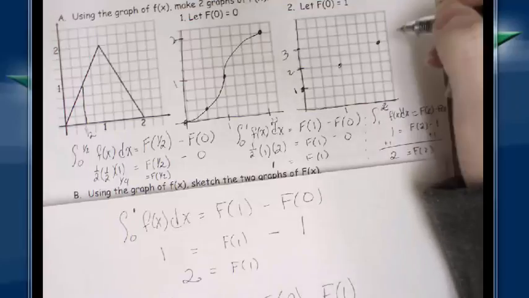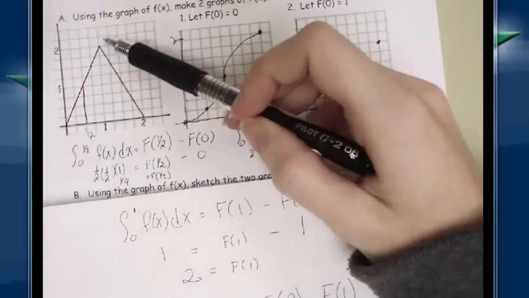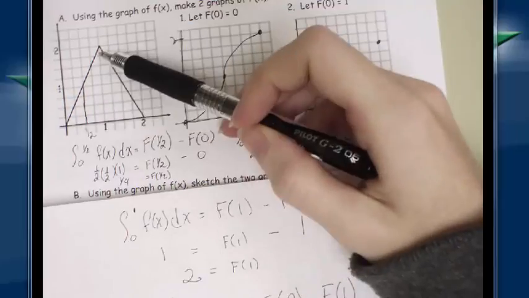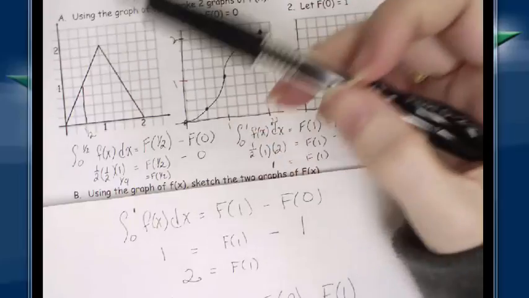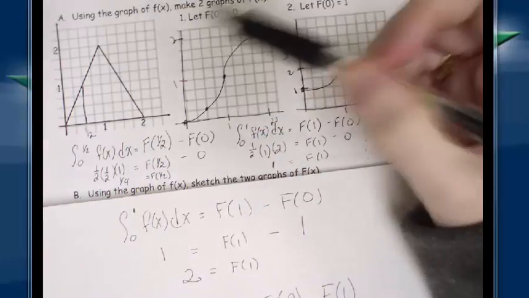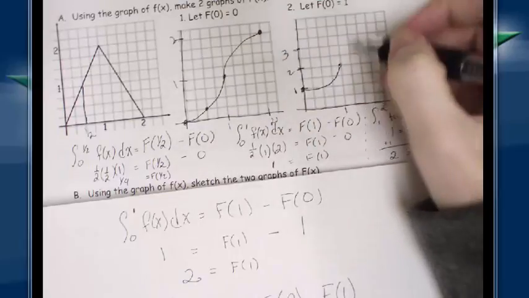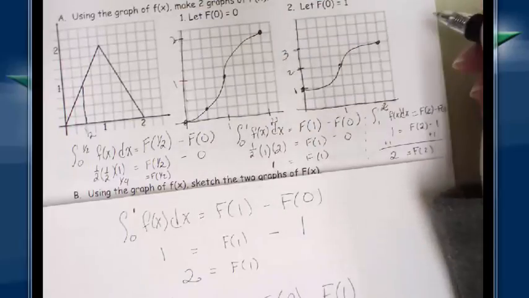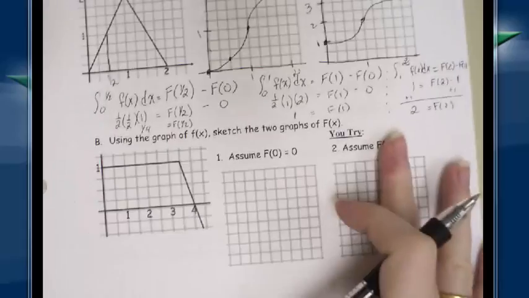Same rules apply. From 0 to 1, increasing function on the derivative. Therefore, when I take the derivative of the derivative, that would be the second derivative, that is concave up. This section decreasing, take the derivative, would give me a negative number. Second derivative, concave down. Woo! That's beautiful.